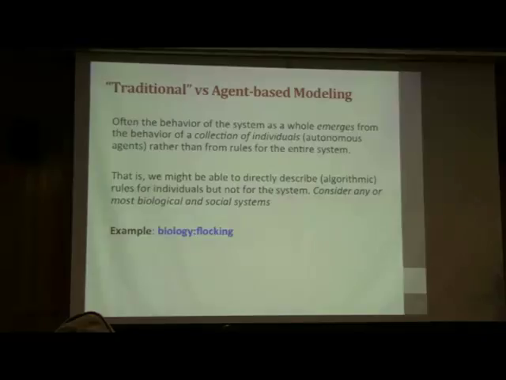If you're watching a flock of Canada geese, there's a leader. And there may be a couple of geese that take turns as leaders. But there's clearly a leader-follower model. That doesn't seem to work with starlings. So let's take a look at an example, an individual-based model.